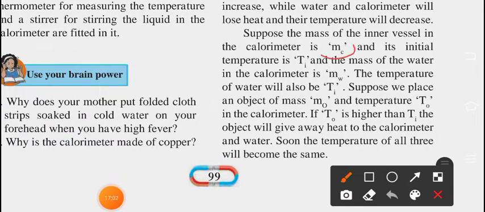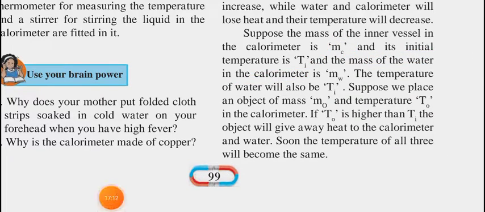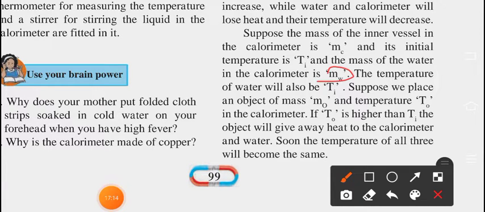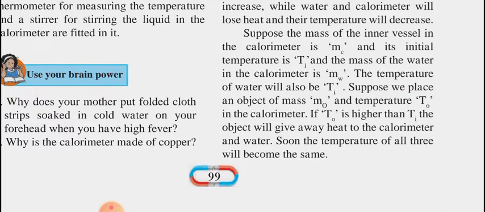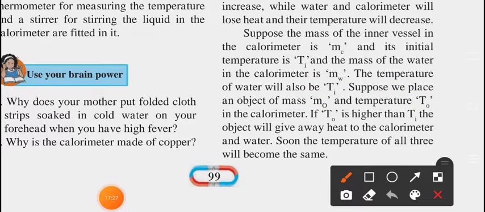This is the mass of that specific heat. Not heat, the vessel is there. Its initial temperature is Ti and the mass of the water in the calorimeter is mw, because in that calorimeter water is there. So the temperature of the water will be Ti. Suppose we place an object of mass m0 at temperature T0, which is almost 0 temperature, in the calorimeter.